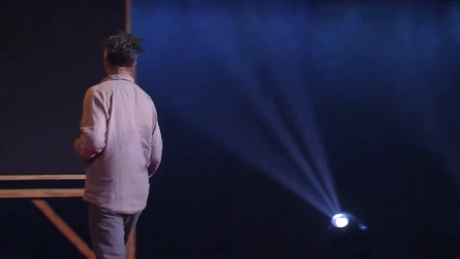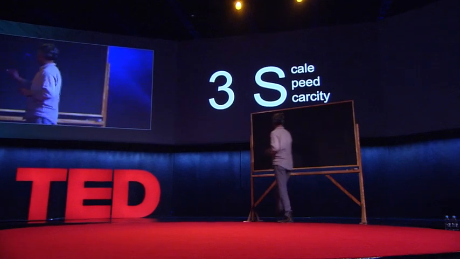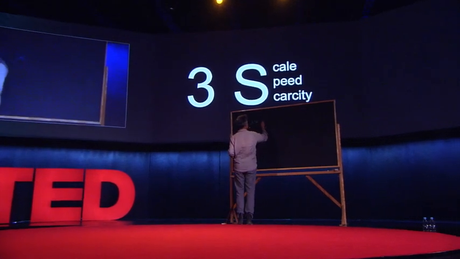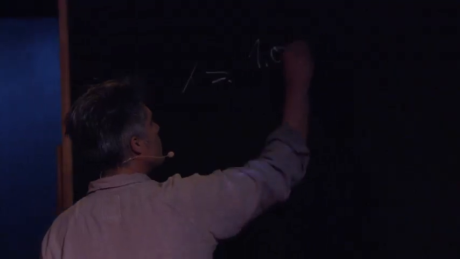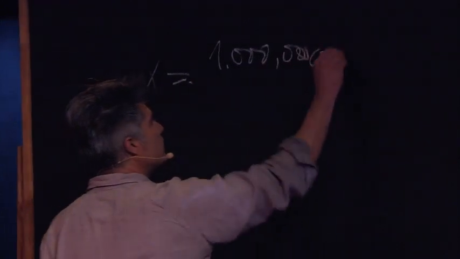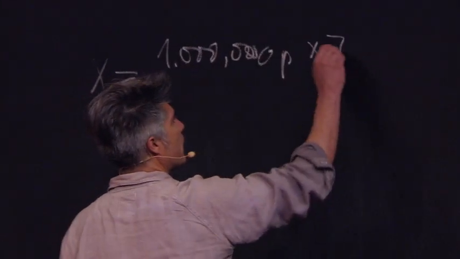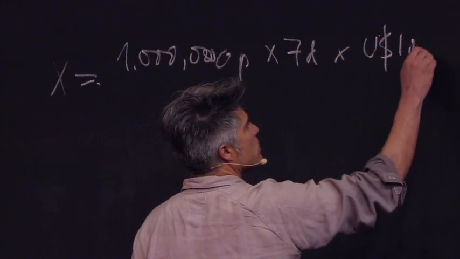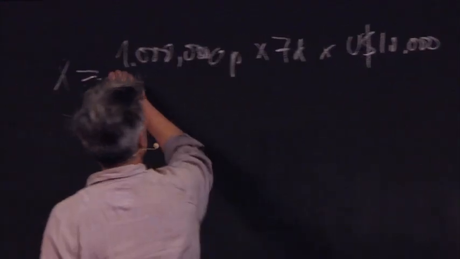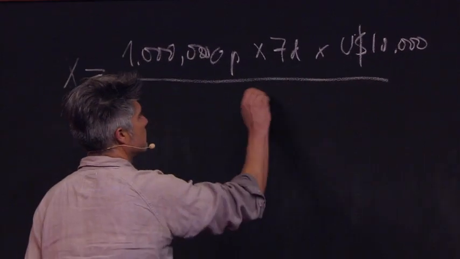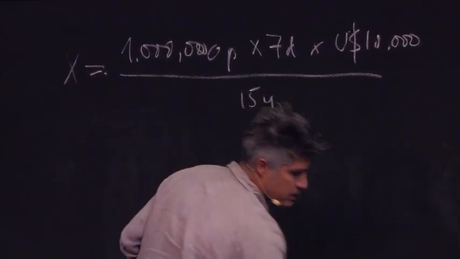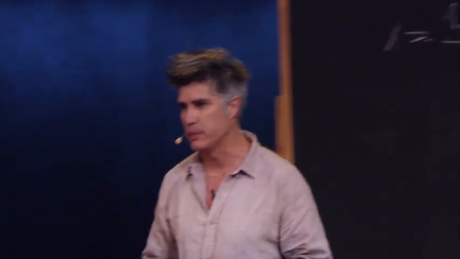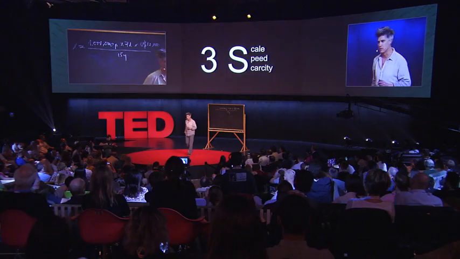That means that we will have to build a 1 million people city per week with $10,000 per family during the next 15 years. A 1 million people city per week with $10,000 per family.